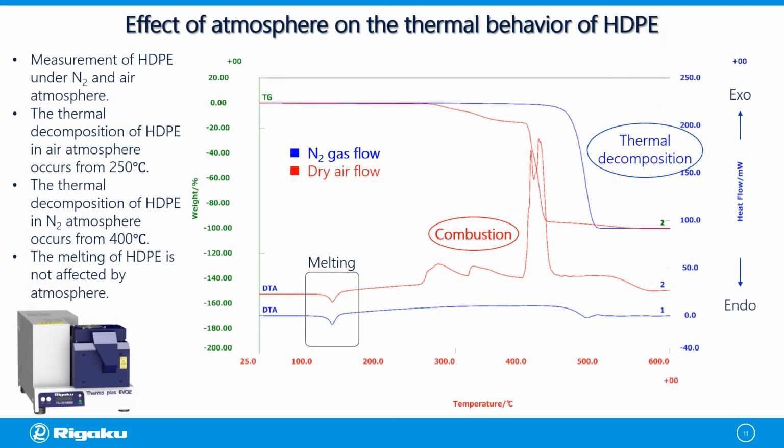Here is an STA data of the thermal behavior of HDPE measured in inert atmosphere shown in blue curve and air atmosphere shown in red curve. Both data revealed the melting peak near 126 degrees centigrade, which clearly indicates that melting is not affected by atmosphere. In the dry airflow result, we can confirm a stepwise mass loss from 250 degrees centigrade with corresponding exothermic peaks indicating combustion. In the nitrogen flow result, we can see a single mass loss from 400 degrees centigrade with a corresponding endothermic peak indicating thermal decomposition.